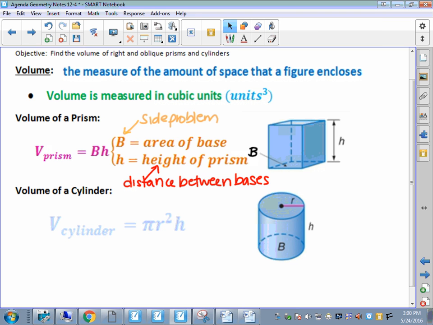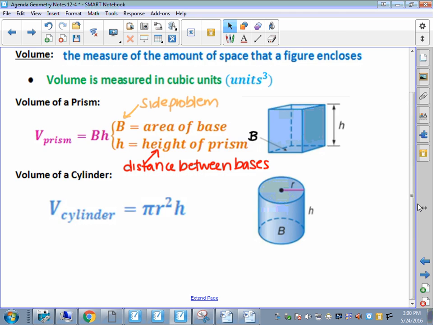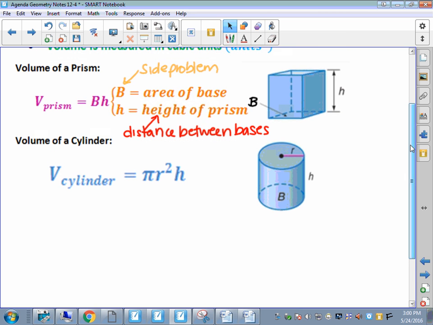The volume of a cylinder is pi r squared h. Pi r squared is the area of the circle base multiplied by the height of the cylinder, or the distance between the circle bases. So it's really the same formula, only just like we found with surface area, cylinders are easier. There's no side problems because pi r squared h is built into that problem.